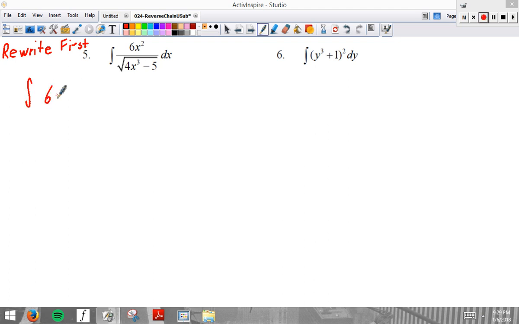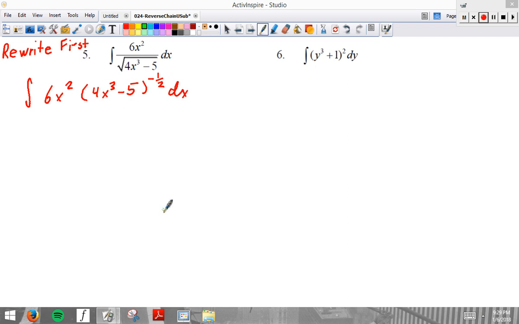So I'm going to rewrite it as 6x squared times 4x cubed minus 5 to the negative 1/2 power. Make sure you understand why these two things are equal. You want to get to the point where you can see this radical and any radical from here on out as a group to a power. If you can see the radical as a group to a power, you will be 100 times more effective in this course.